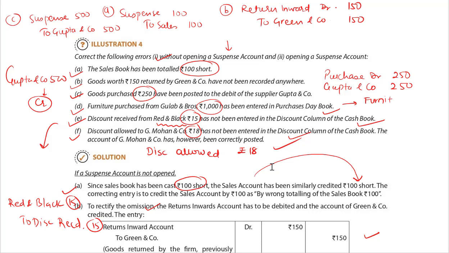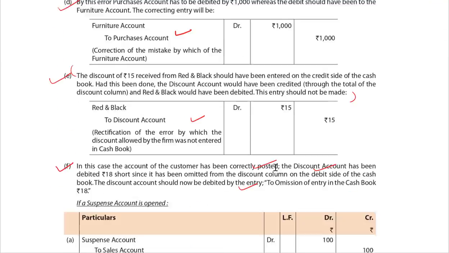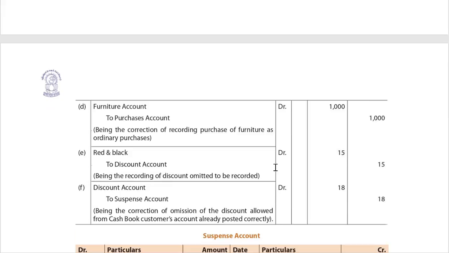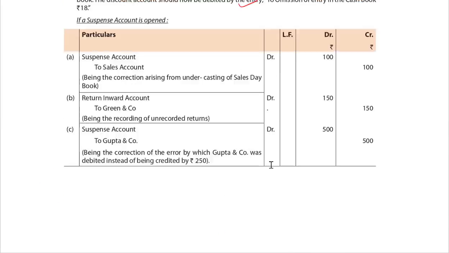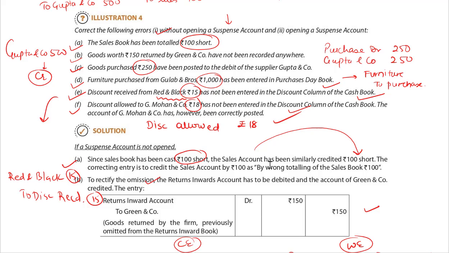Furniture needs to be debited now, and we will write purchase account. But what will we credit? Purchase account 1000. Just see it over here. Furniture account debited to purchase account. Let's see point number E.